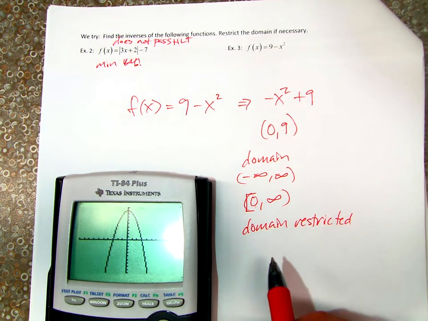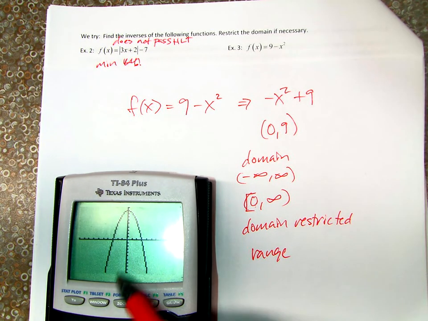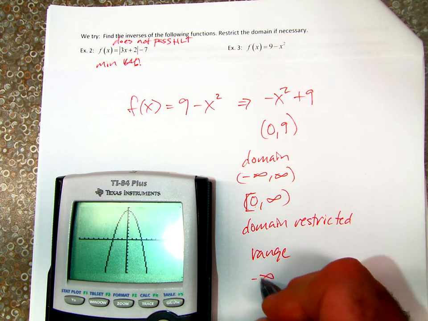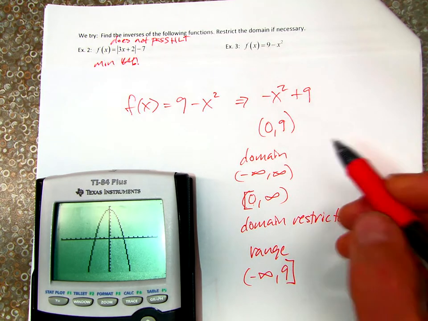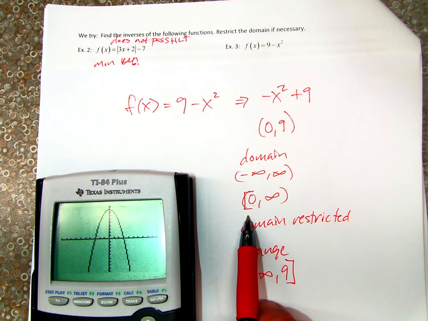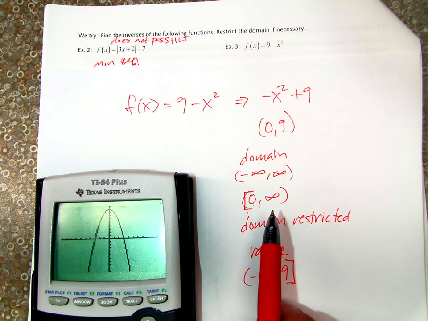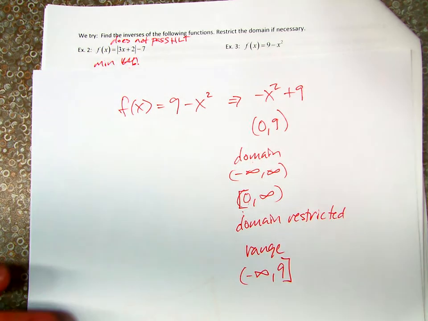And then the range is from negative infinity to 9. It's the highest it goes. Okay, and that matters because this becomes the domain restricted of the original function, because it becomes the range of the inverted function. And then the range becomes the domain of the inverted function. So let's do that.